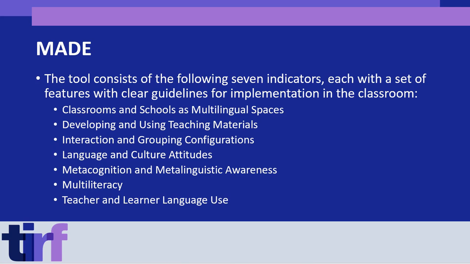So the 7 indicators are classrooms and schools as multilingual spaces, developing and using teaching materials, interaction and grouping configurations, language and culture attitudes, metacognition and metalinguistic awareness, multiliteracy, and teacher and learner language use. And so I'll go through these 7 and provide support from research for why we wanted to include them.